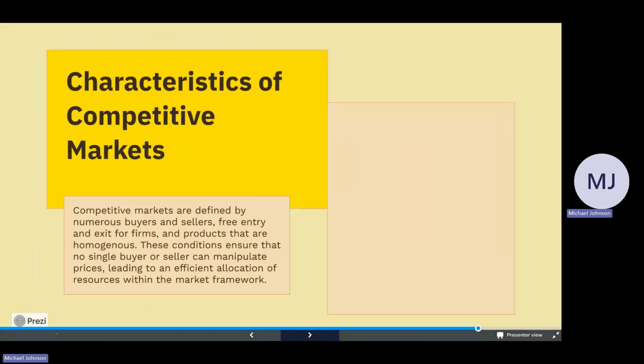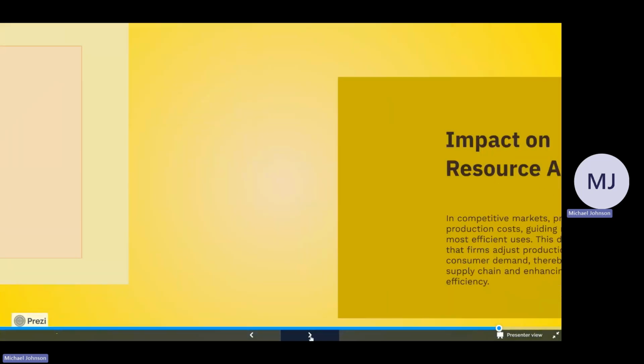Characteristics of competitive markets. Competitive markets are defined by numerous buyers and sellers, free entry and exit for firms, and products that are homogeneous. These conditions ensure that no single buyer or seller can manipulate prices, leading to an efficient allocation of resources within the market framework.